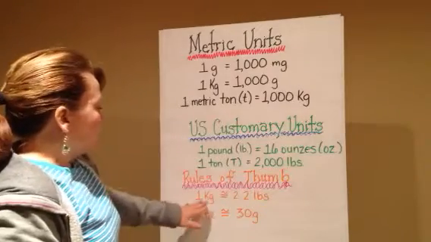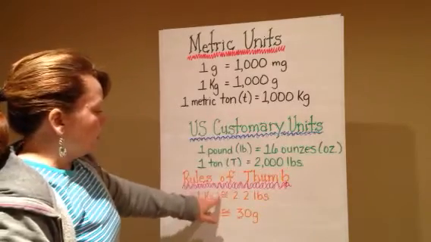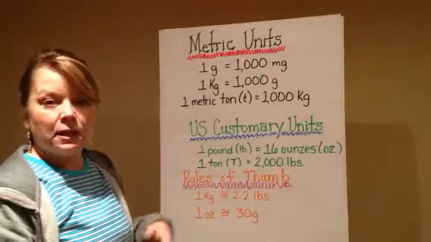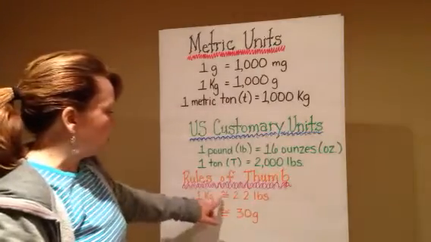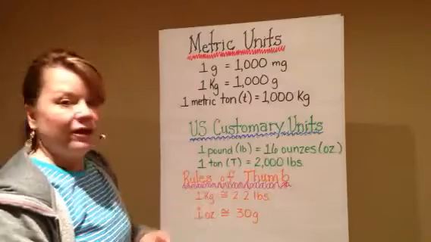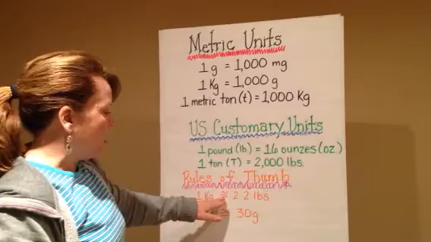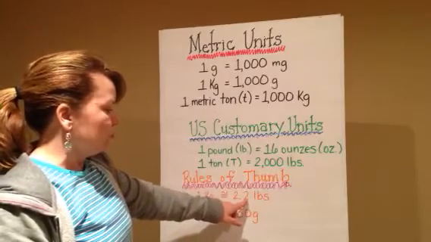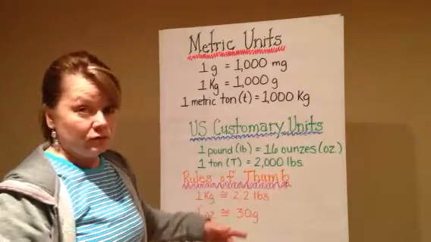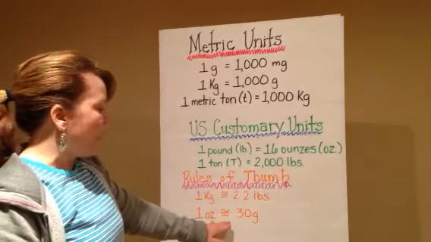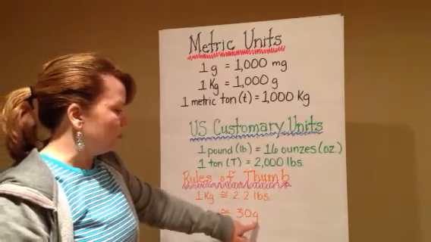Rules of thumb, 1 kilogram, and this is going to look like a new symbol to you. This is a symbol that we use when we say it's about. So it looks like the equal sign, and then it has a little wavy line above that. So 1 kilogram is about 2 2/10 pounds. So this is going to be important. 1 ounce is about 30 grams.